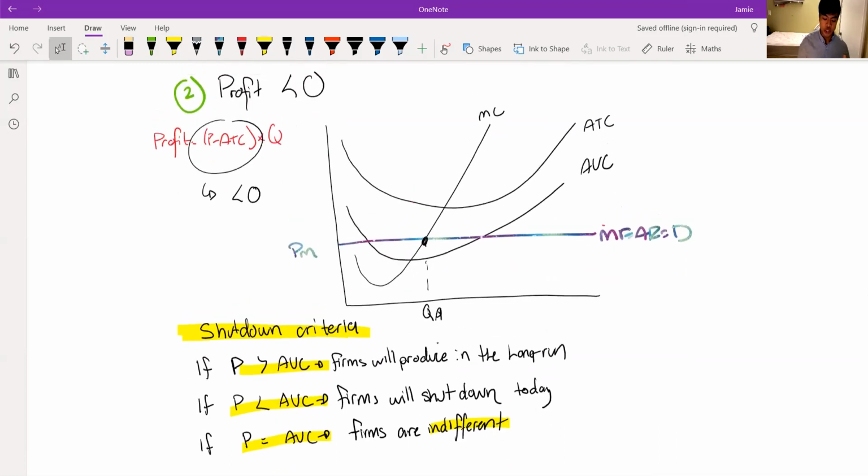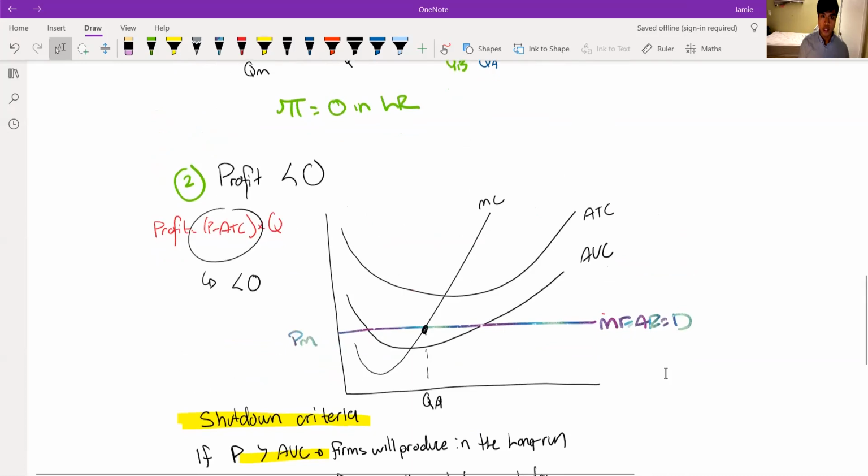So in this situation here, the market price, right? What is the average variable cost here? Well, let's go to the AVC curve. It's right here, right? Let's erase that. Oh, I can't even erase it. Whatever, you get the idea. And so that's PAVC.